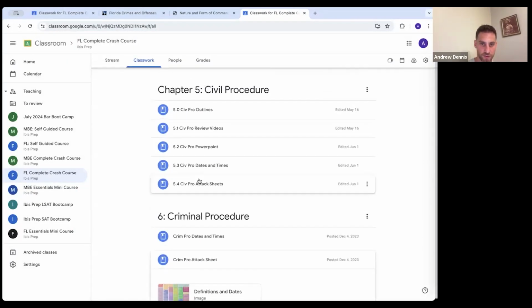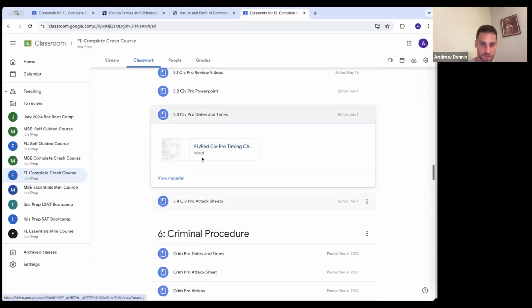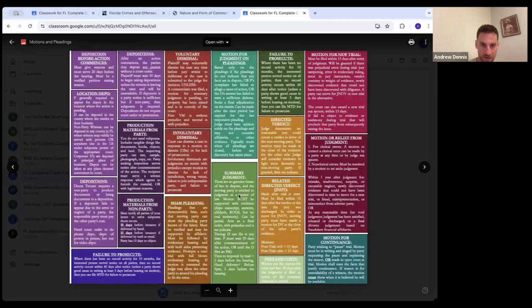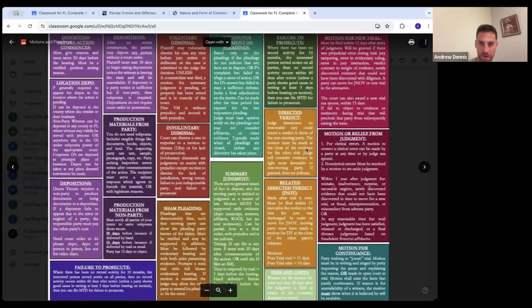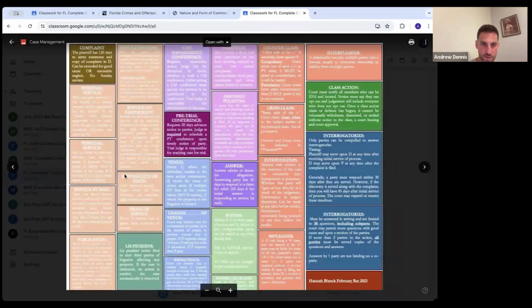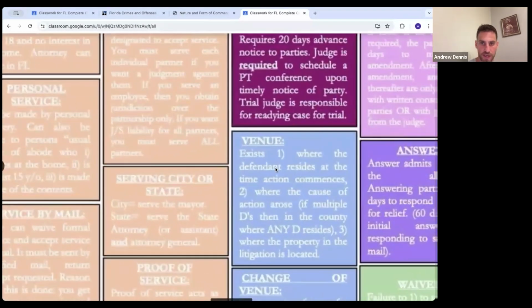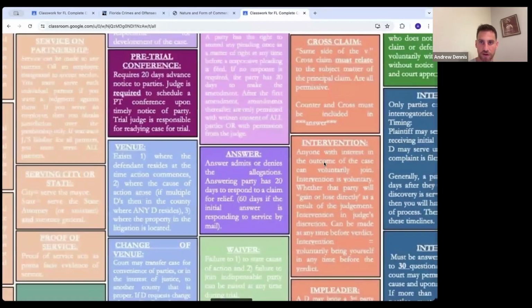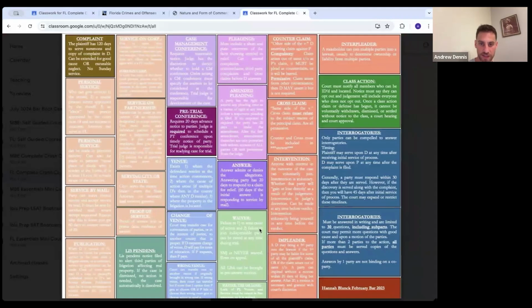And then for civil procedure, I think, like these dates and times and these attack sheets, really solid stuff that we have here. They're super colorful. And if you're in my boot camp, I'm gonna have these printed out for the students to play with. Right. 20 days for a lot of these things, like the answer, 20 days. Intervention, these are some good concepts I could talk about.